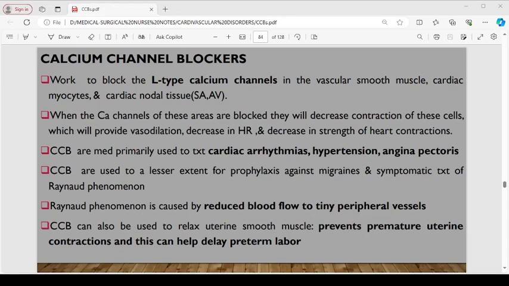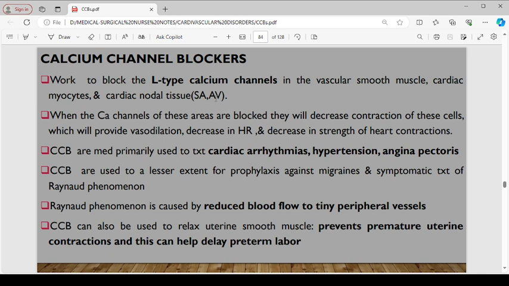Today we are looking at the calcium antagonists, calcium channel blockers. These drugs simply work by blocking the L-type calcium channels in the vascular muscle, the cardiac myocytes, and even the cardiac nodal tissues. And by cardiac nodal tissues, we are simply talking about the sinoatrial node and the AV node.